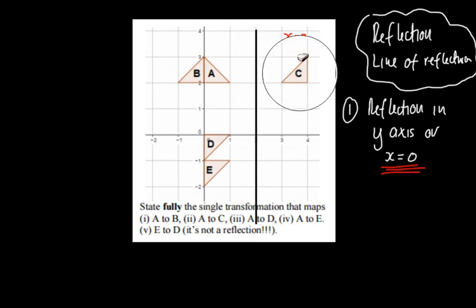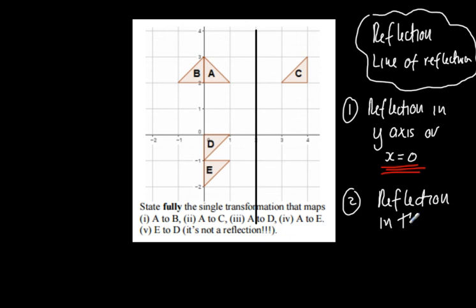So this now is our mirror line, and we can say the single transformation that maps shape A to shape C is a reflection. Don't say it's being mirrored or flipped, it's a reflection in the line, so in the line x is equal to 2. You need to be very, very clear with that. Okay, let's take that off.